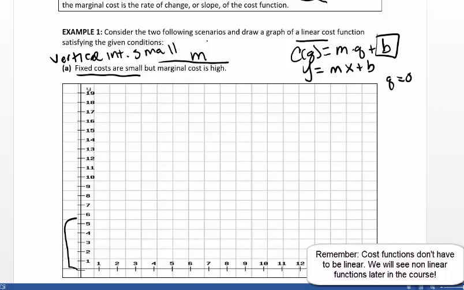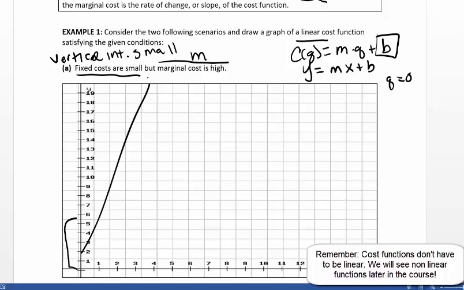The bigger your slope, the steeper your line. So we want a line that starts off somewhere low, our fixed cost, but increases very, very quickly, okay? So this is a line that intersects at 2, but has a pretty high slope given the conditions. So this would be an example of one way that we could draw something with a fixed cost that is small, but a marginal cost that is high.